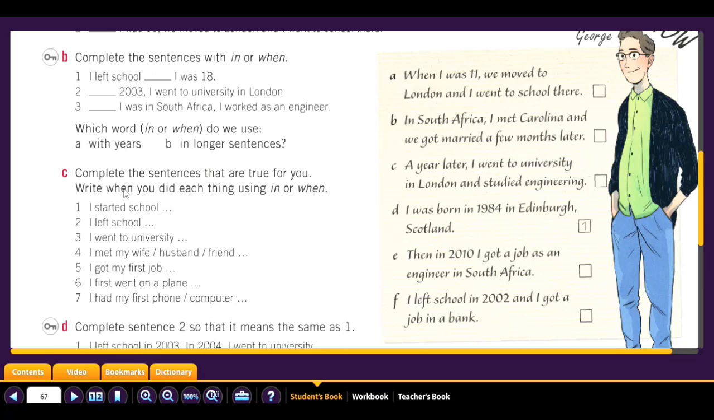When I was 16, I started school. I left school. In 2017, I left school. Si ya fueron a la universidad, si ya conocieron a su esposa, esposo, o tal vez un amigo. Got my first job. Went on a plane. I had my first phone or computer.